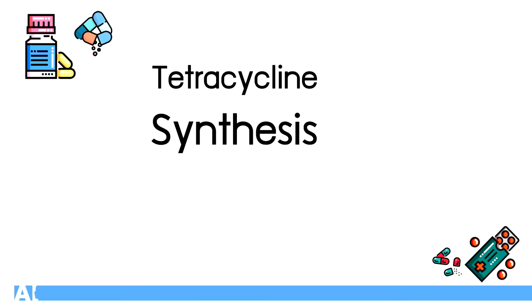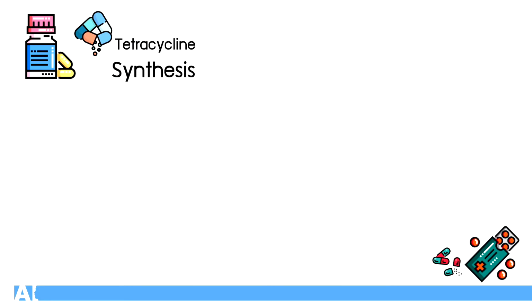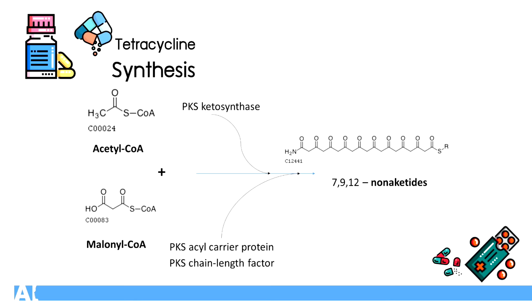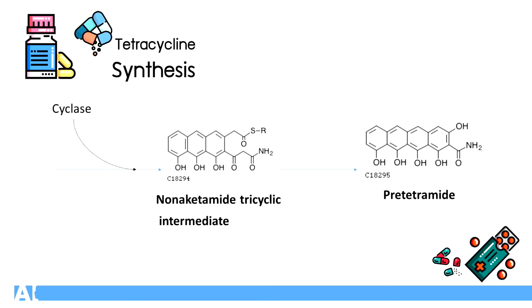Substrate goes to glycolysis, becomes pyruvate, and is decarboxylated to acetyl-CoA in the mitochondria. Malonyl-CoA from fatty acid synthesis in the cytoplasm comes to bind with acetyl-CoA by PKS keto synthase and cofactor to become 7,9,12 nonaketides, which become a cyclic form by the enzyme cyclase, and become pre-tetramide in a long pathway.